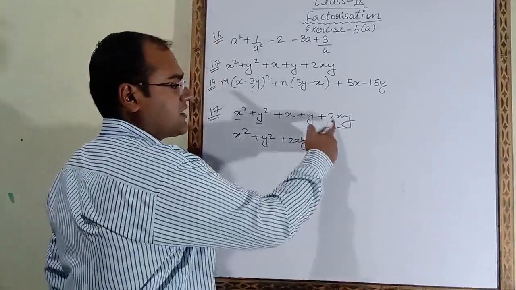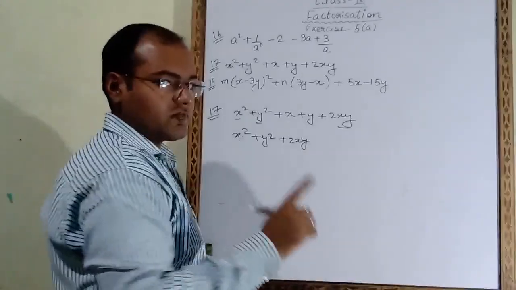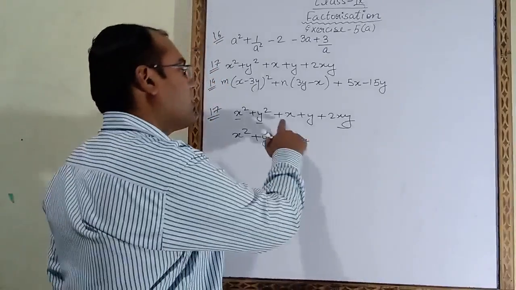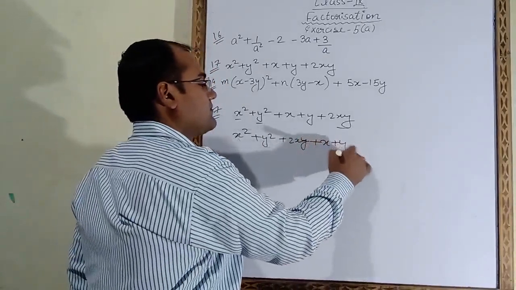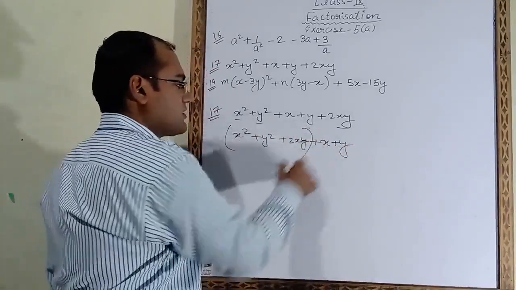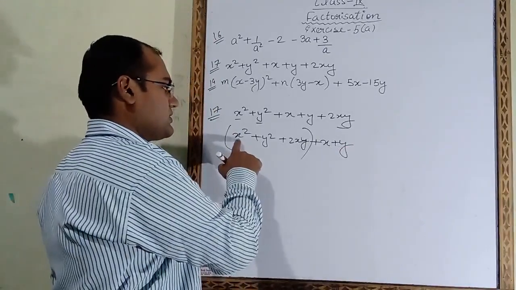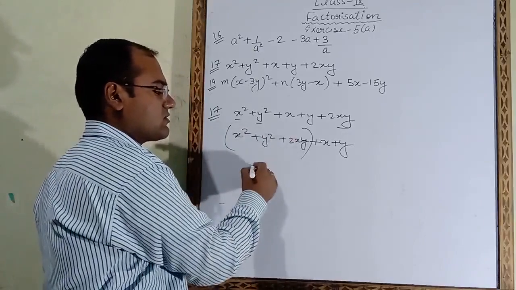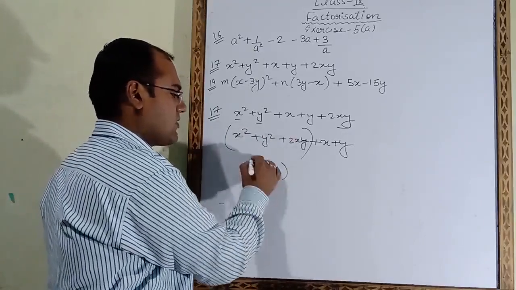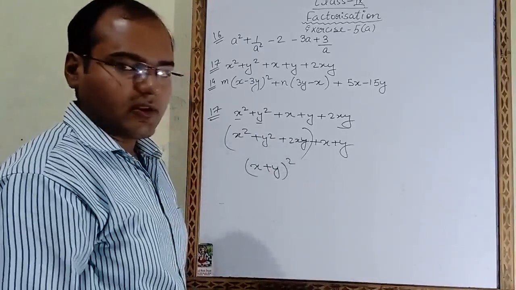No need to change the sign. This plus 2xy we have to write in the third position without changing the sign. Now these two terms also we will write here. Now these three terms we will take together, because these three are making one formula. The formula is x square plus y square plus 2xy. This is the formula of x plus y whole square.